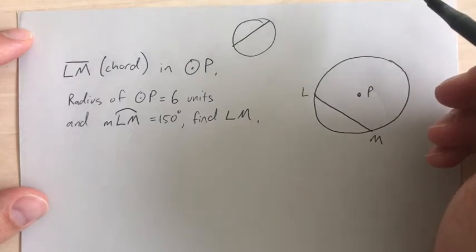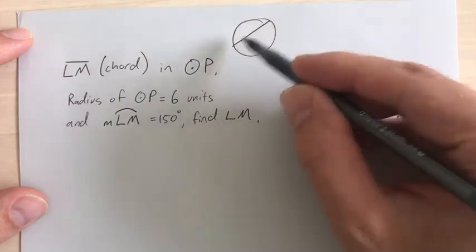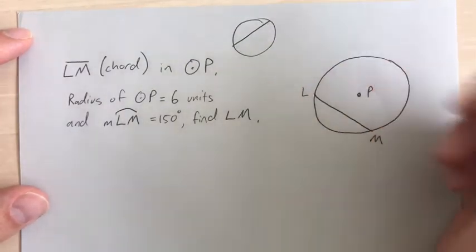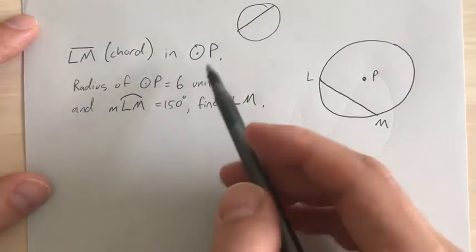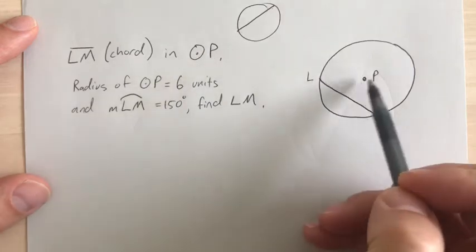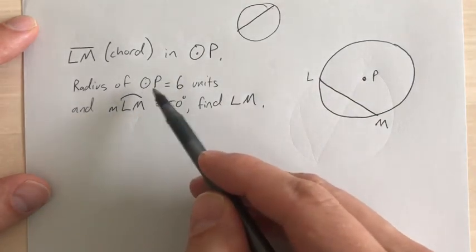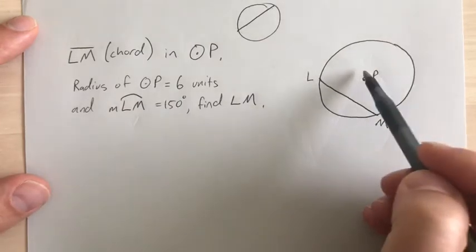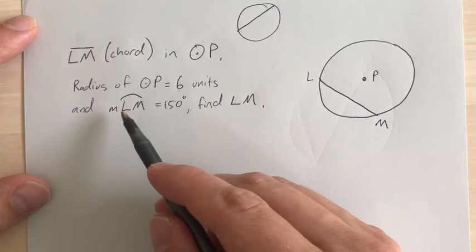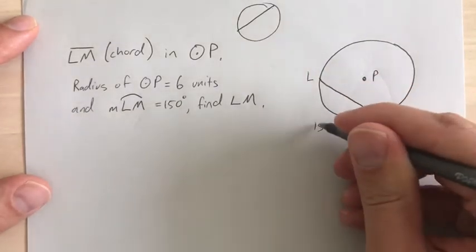Now, diameters can be chords, but they're a special kind of chord, right? So just because it's going from one end of the circle to the other doesn't necessarily mean it's a diameter. It just means it's a chord. So LM is a chord in circle P. Again, that symbol means that the center of the circle is dot P. The radius of P is 6 units, so the distance from P to the outer edge of anywhere on that circle is 6. And then the measure of the arc LM is 150 degrees, so I'm going to put that there.